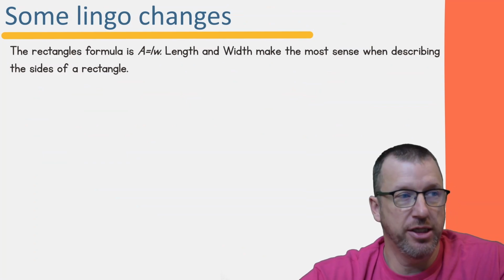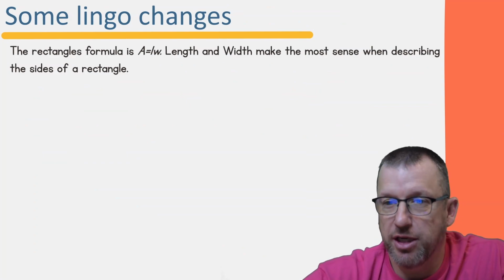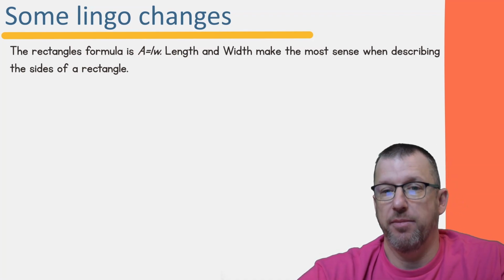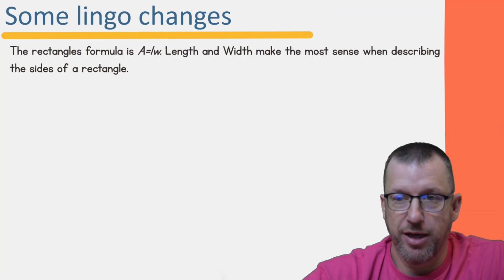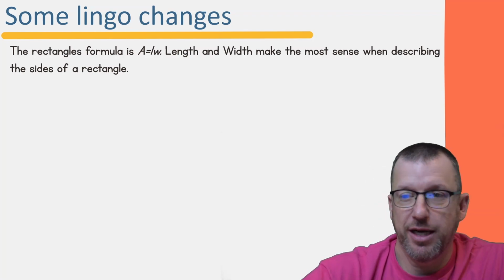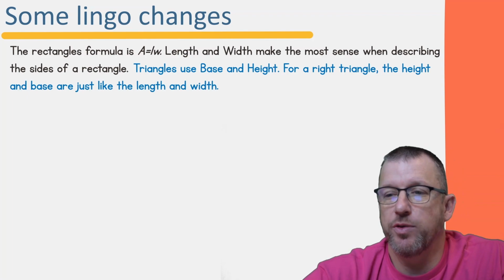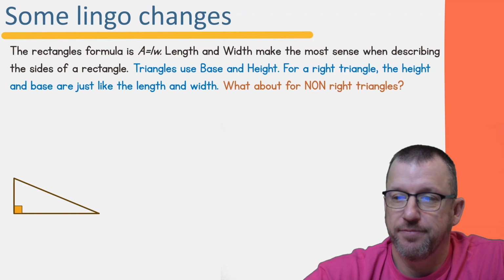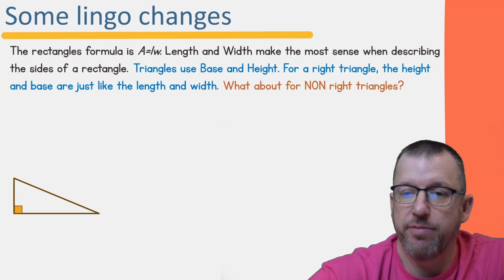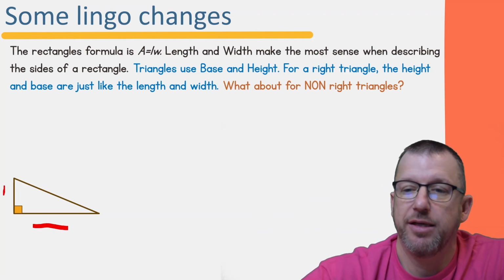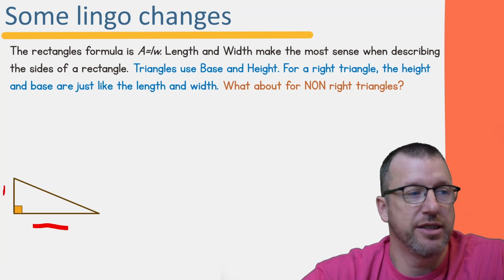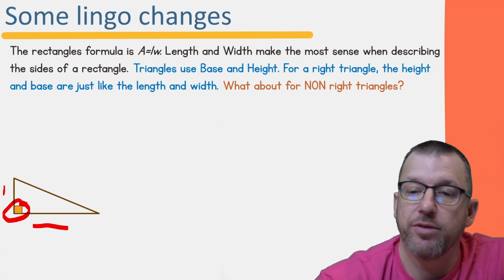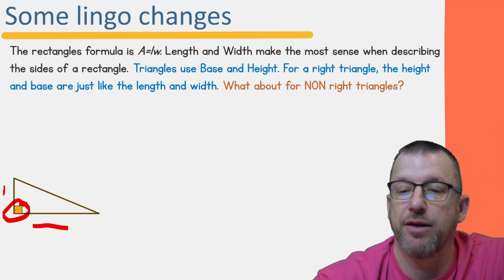So let's do some lingo changes though, because when you see your formula, they change a couple of the words. A rectangle's formula is length times width. That makes sense when you're describing a rectangle: how long is it? How wide is it? But when we're dealing with triangles, instead of length and width, we change it to base and height. So here's our triangle, okay? This would be the base down here, and this would be the height. And that's a right triangle. If you don't know what a right triangle is, it's simply a triangle that is formed with a right angle in one corner. That corner right there is 90 degrees, which makes it a right triangle.